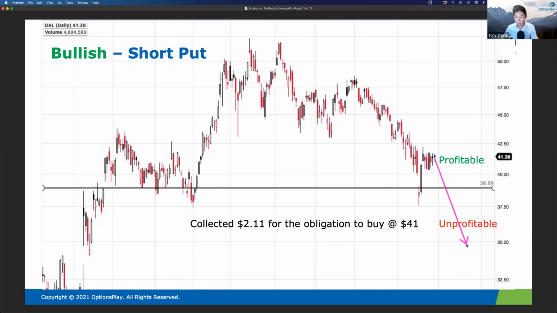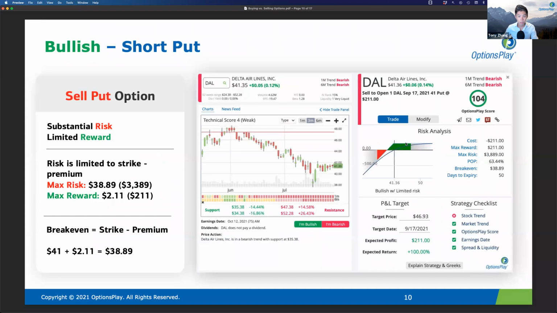Only if the stock was to significantly fall. If it falls further and further, what happens is you're still forced to buy at 41, but then you have to sell it on the open market for a lower and lower price. And the lower it goes, the only thing that you have to offset that loss is only that $2.11. And that's why when you sell a put option, you have this negative risk reward ratio where you have limited gains, the $2.11, in exchange for unlimited losses to the downside all the way down to zero.